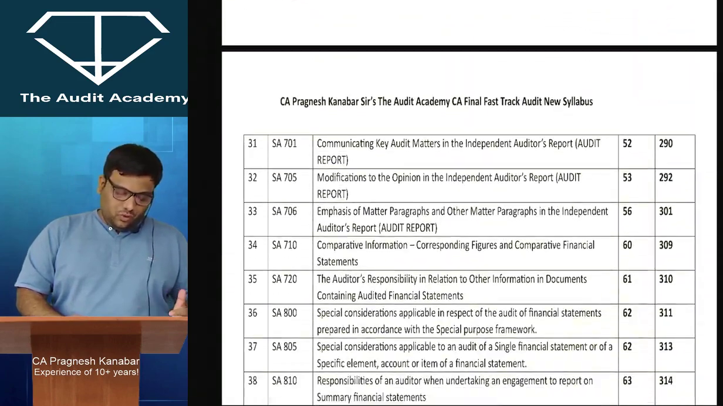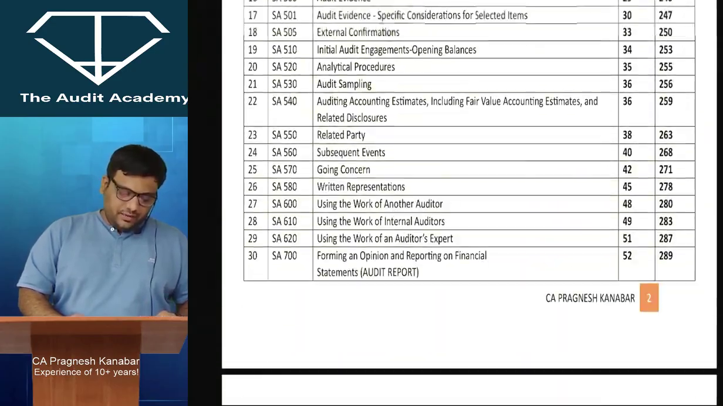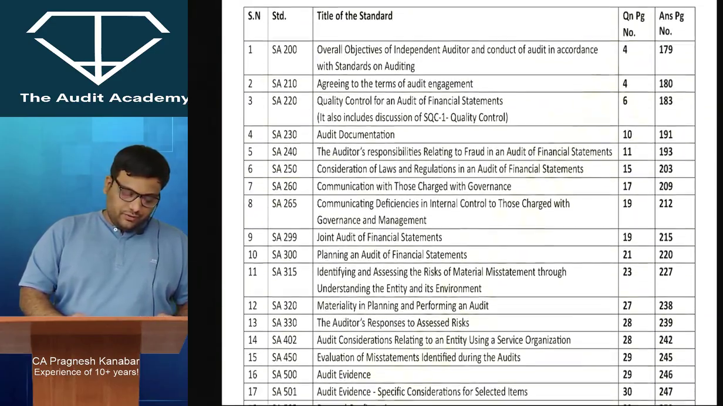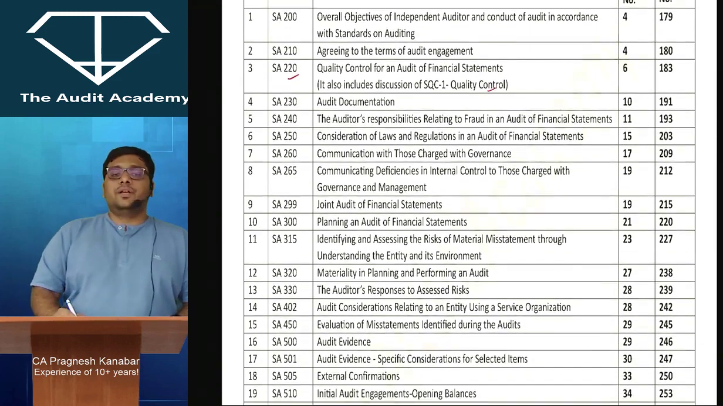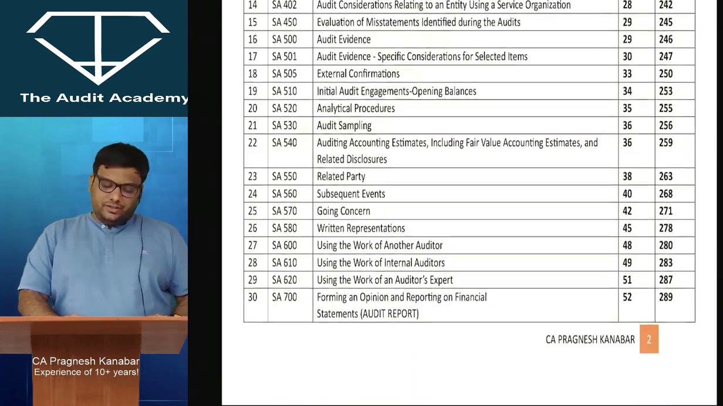So all the standards: it is 45, but these 2 standards, I've covered over here, SA 220 and SQC 1. So total 46 standards spread across 11 chapters of the institute module.